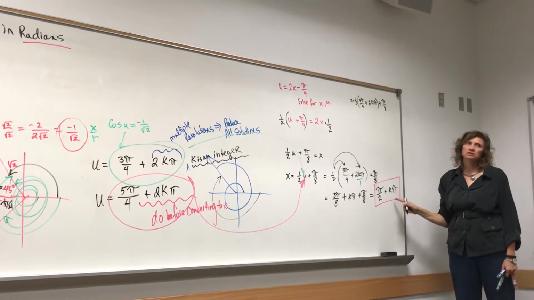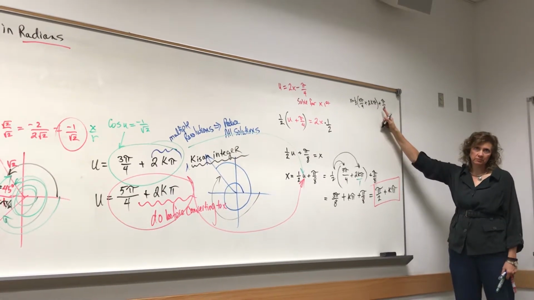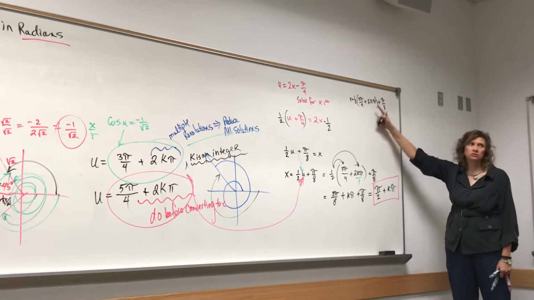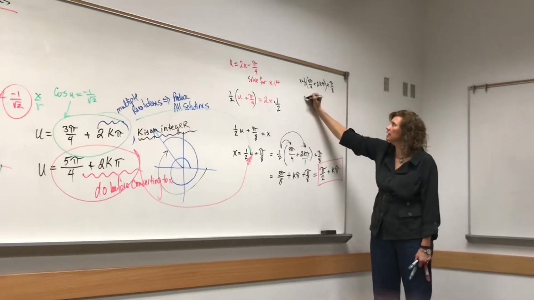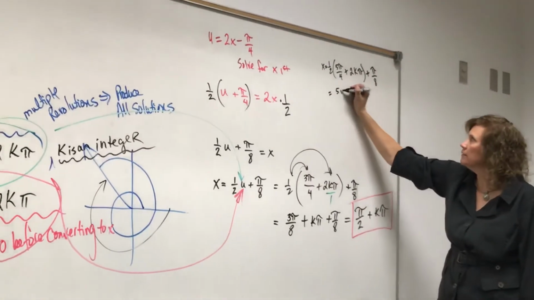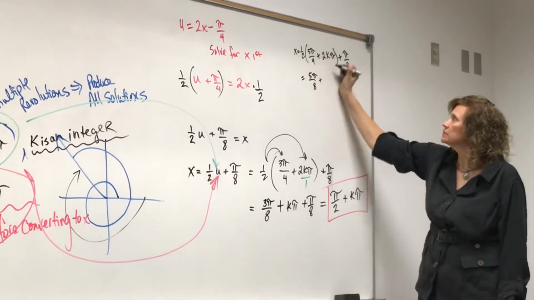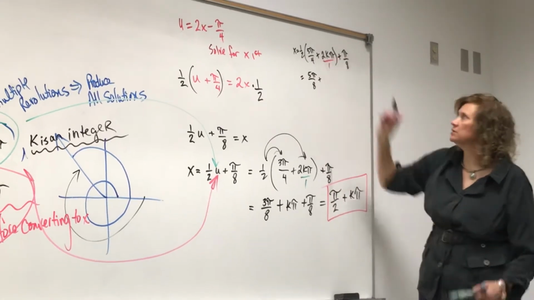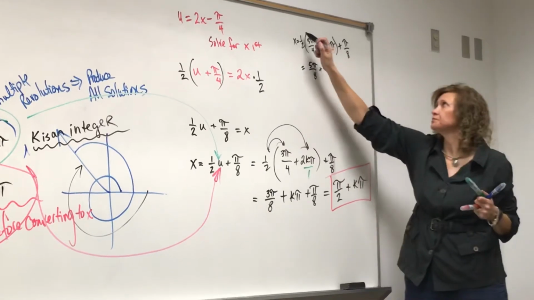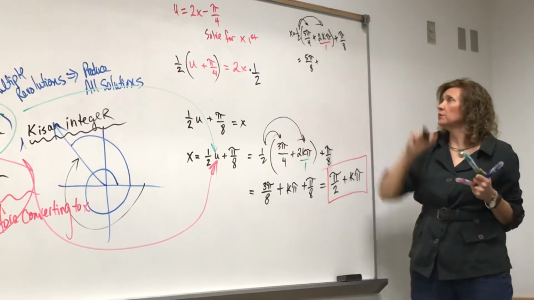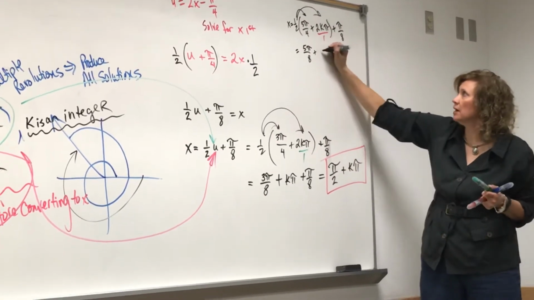Would you agree this is a lot simpler than this mess up here? So let's just do the arithmetic. We're going to distribute the 1/2, so we get 5 pi over 8. Put a 1 underneath that so we can visualize how our 2's are going to cancel. So when I distribute to the other one, 2 is going to cancel. I've got k pi.